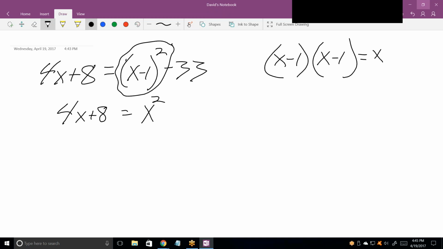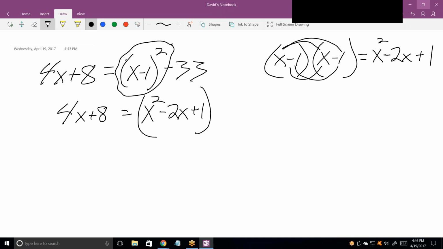X squared minus 1, x squared plus 1. No, you don't. FOIL it. You got to do every term by every term. In other words, you got to do that by that, that by that, that by that, and that by that. There's a middle term in there, minus 2x plus 1. That's what you get when you square that. Okay, so I'm going to just write it like that. Still, I got my minus 33.